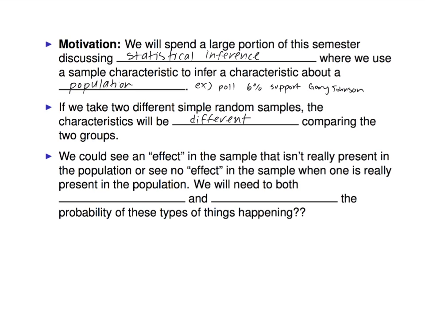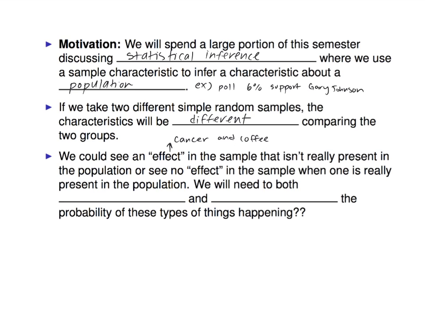Other things that could happen: sometimes you could see an effect in the sample that isn't really present in the population, or see no effect when one really is present. A good example of seeing an effect that isn't present was an example about cancer and coffee, that drinking coffee led to cancer, but that wasn't actually present. When they separated out smoking, they found that the effect was actually the other way.